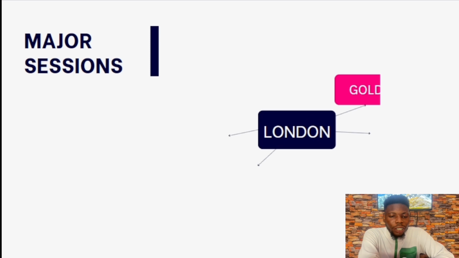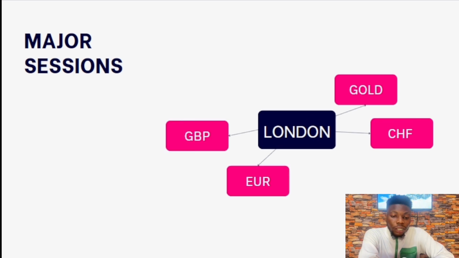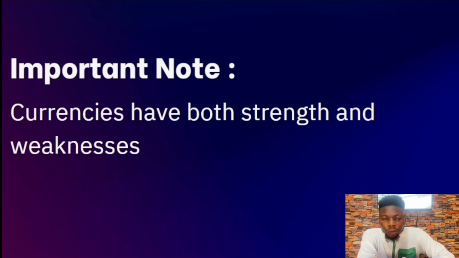The next session that we have is the London session. In this session, we have pound, euro, franc, and gold that are being actively traded. So the same concept applies in the London session. Another important note: in the currencies, we have both strength and weakness. Take note, guys. I will explain that further.